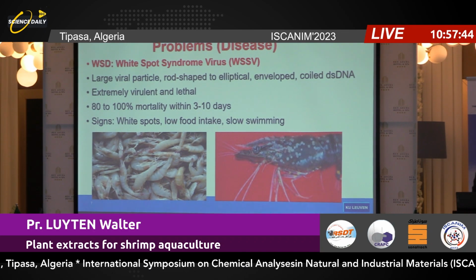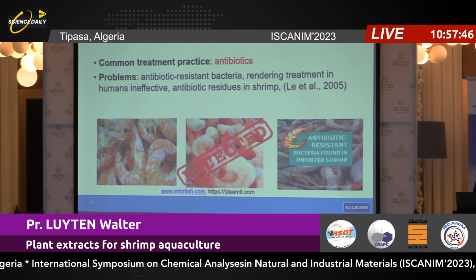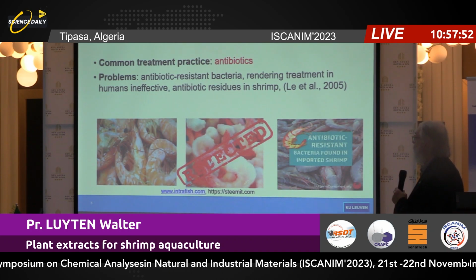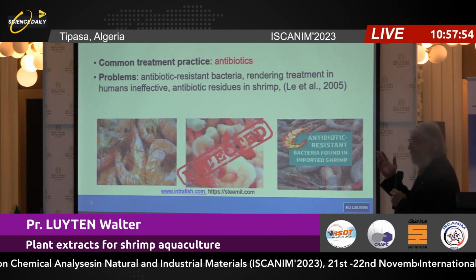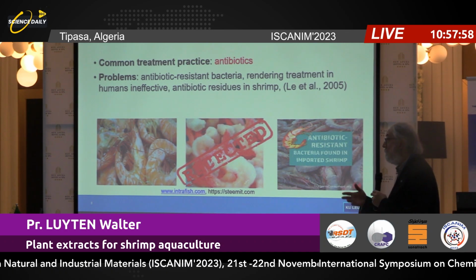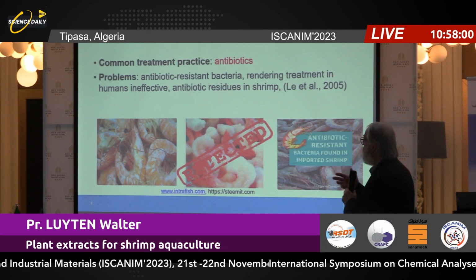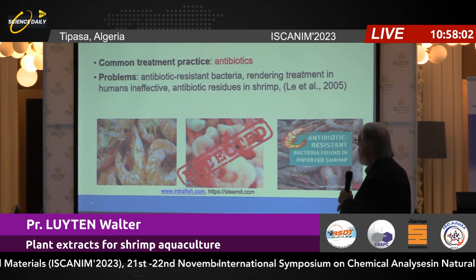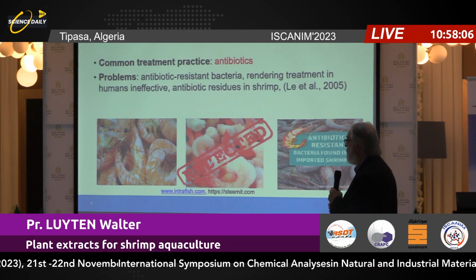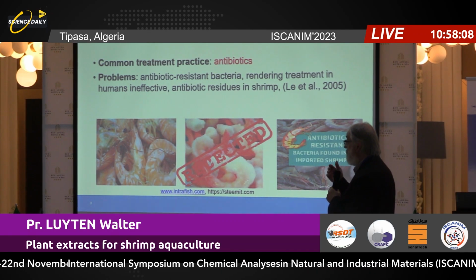So the question we asked is, can we do something about it? Now, what most shrimp farmers do is they use antibiotics. Now, this, to begin with, makes no sense for viral diseases, but okay, they don't always know what the problem is. And even if it's a bacterial disease, the use of antibiotics poses serious problems.